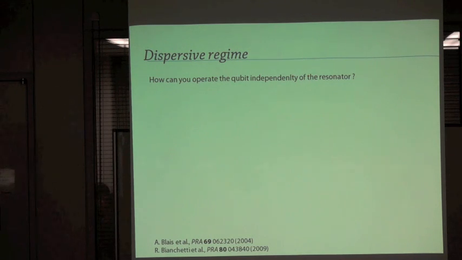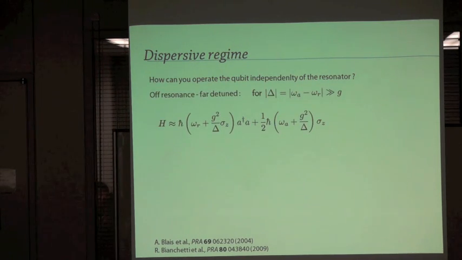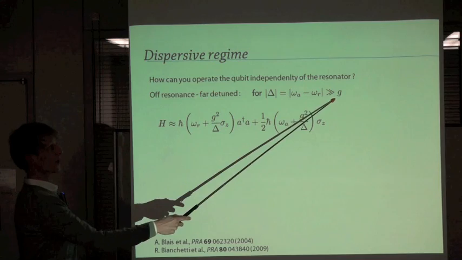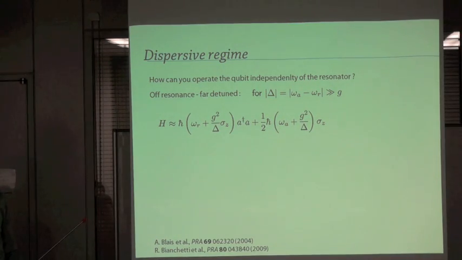Finally, a few words on how to operate the qubit independently of the resonator. So far we've been considering the case where both have the same frequency and interact very strongly. Now we also might want to address only the qubit and not worry about the resonator. What you want to do then is work in the far detuned regime. So you just make sure that the difference in frequency between the two is much larger than the coupling strength.